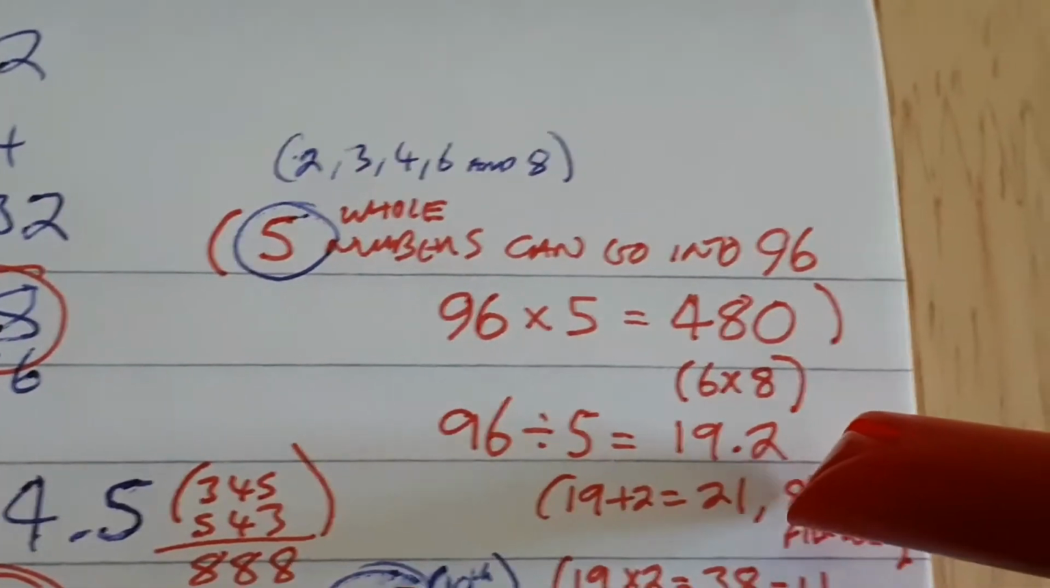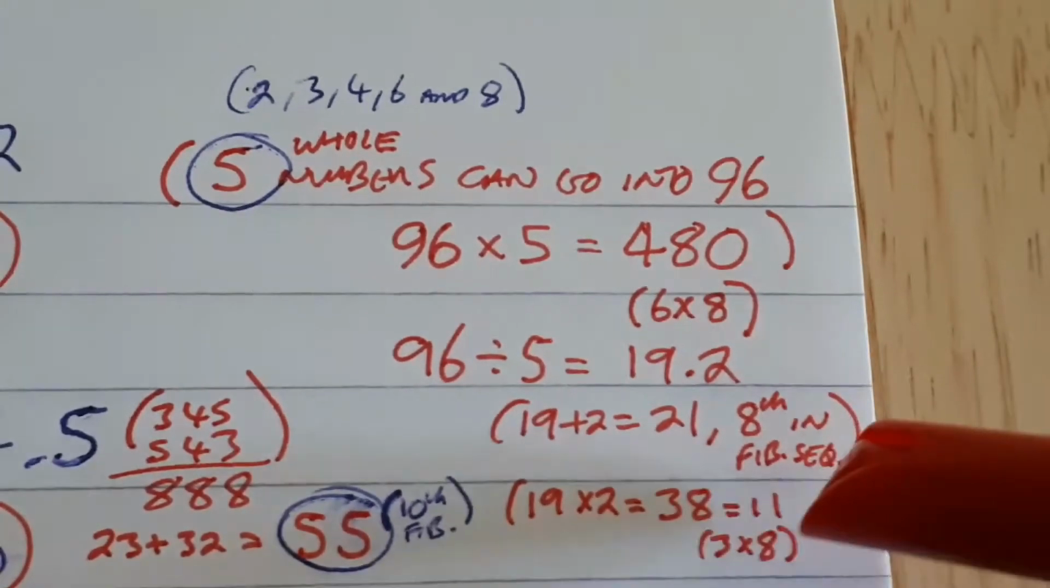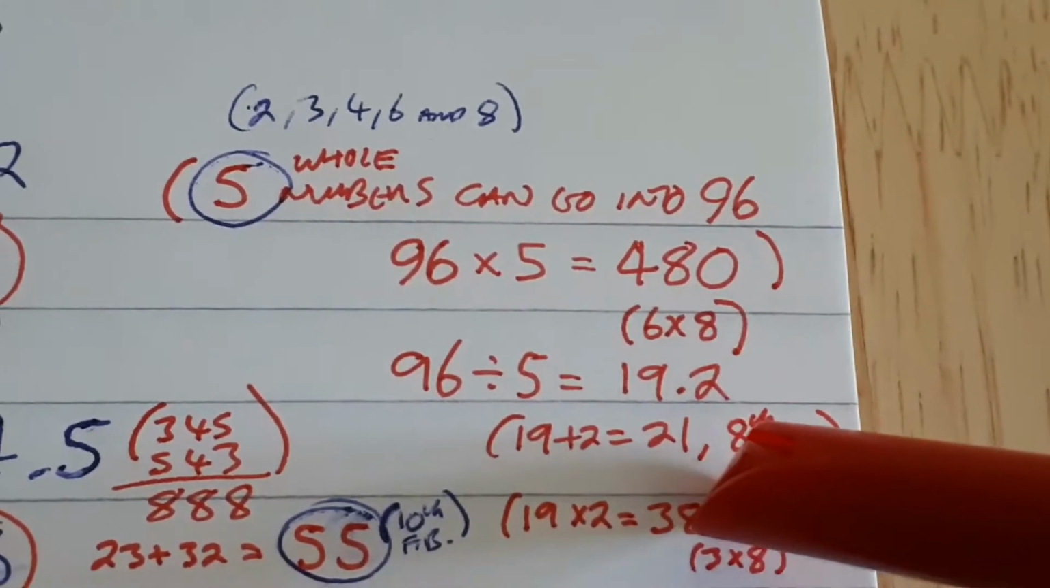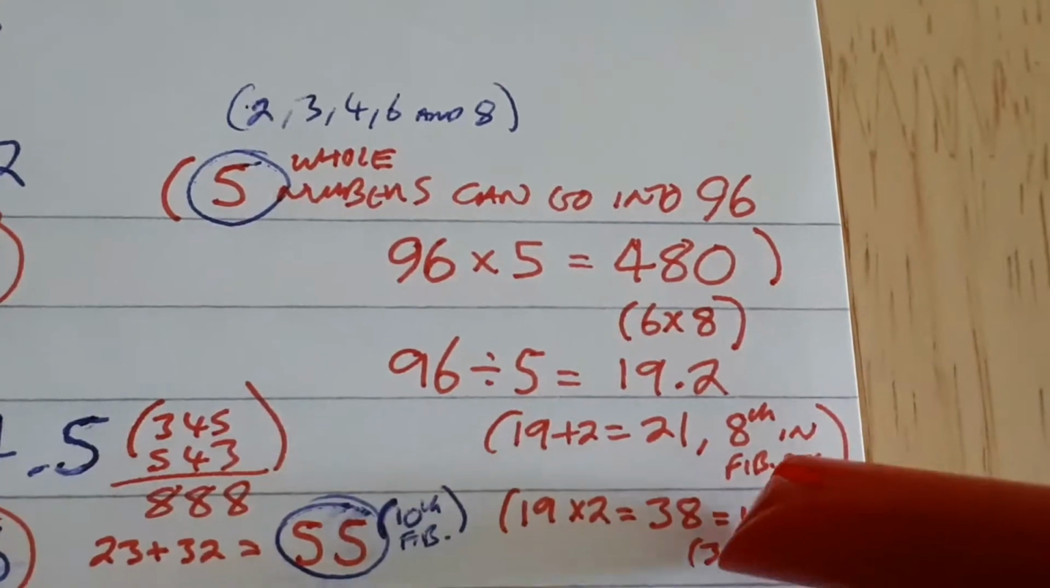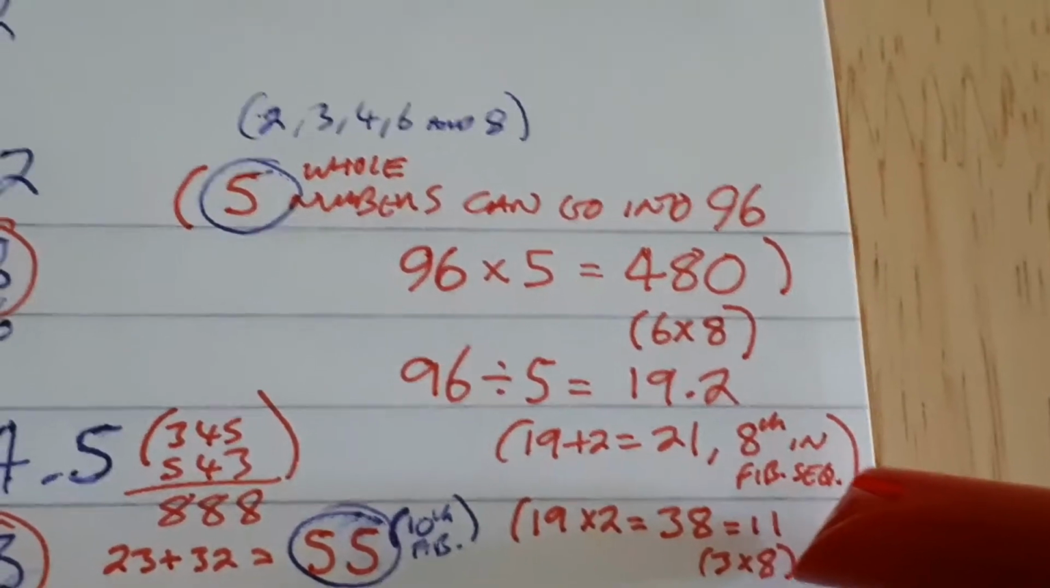And then 19 plus 2 is the 21. 19 times 2 is 38, which is 8 plus 3, 11. 3 8s again, 8, 8, 8. Do it that way for 24.